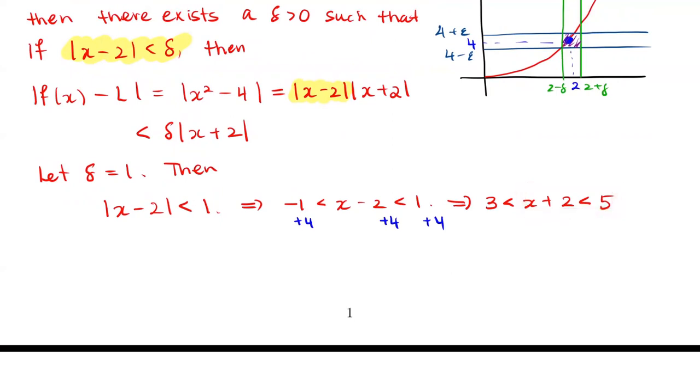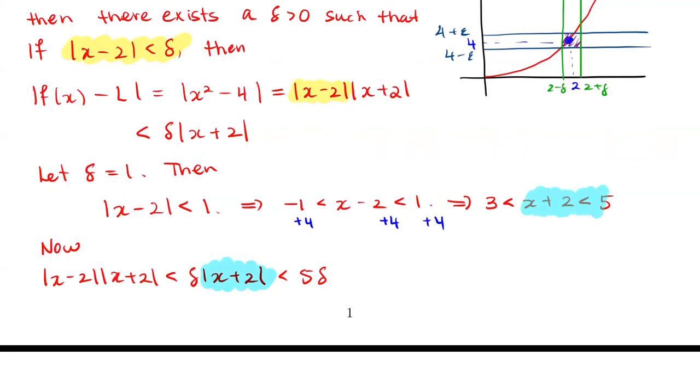So now let's start from here. We have x minus 2 times x plus 2 is less than delta times x plus 2, but this is also less than 5 times delta because of the x plus 2 here. We now have an upper bound, since this x plus 2 is less than 5. So that comes from this part here.